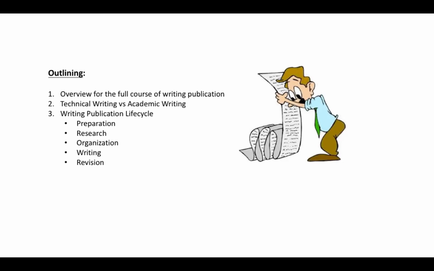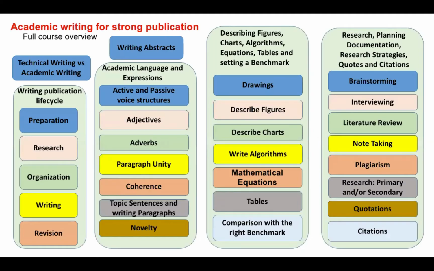Then we are going to talk briefly about technical writing versus academic writing, which are really different. The most common term here, especially in Iraq, is technical writing while they are teaching academic writing. They are a bit different. Then we are going to follow the steps of the publication life cycle, which are really 5 steps, starting with preparation, research, organization, writing, and we finish with revision.